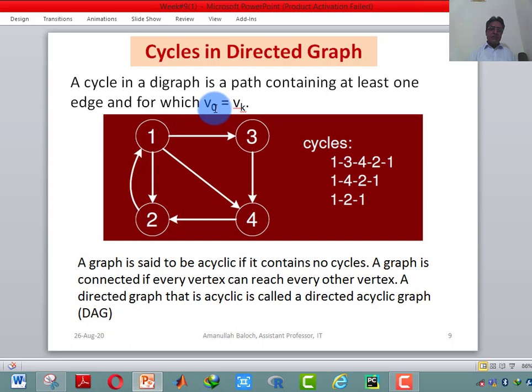The first node V0 and the last node Vk are the same node. So the cycle is 1 to 3, 3 to 4, 4 to 2, and 2 to 1. There is a cycle that exists.